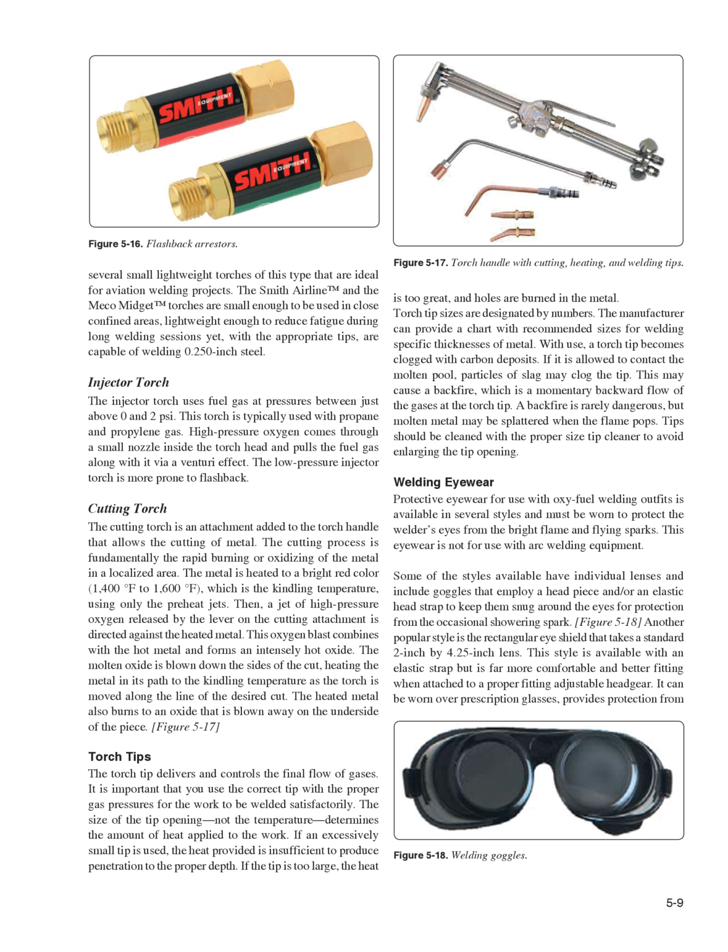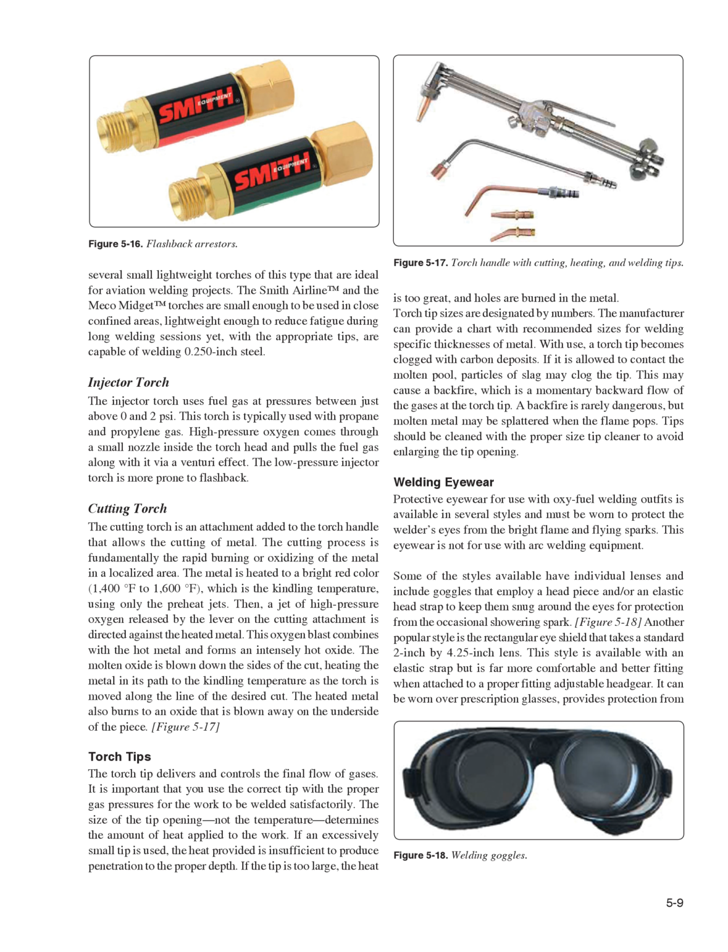Cutting torch. The cutting torch is an attachment added to the torch handle that allows the cutting of metal. The cutting process is fundamentally the rapid burning or oxidizing of the metal in a localized area. The metal is heated to a bright red color, 1400 degrees Fahrenheit to 1600 degrees Fahrenheit, which is the kindling temperature, using only the preheat jets.